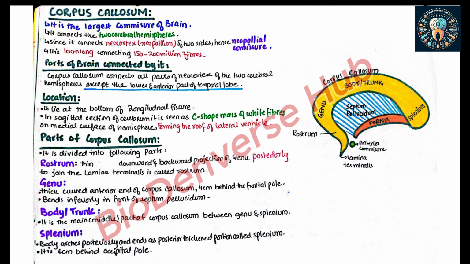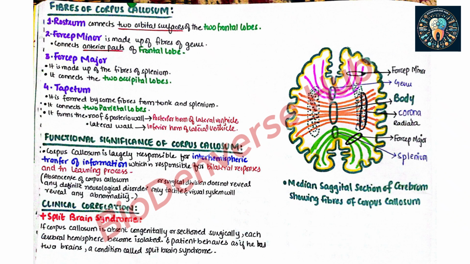You can see in the diagram as well, we have the rostrum connecting the two orbital surfaces of the two frontal lobes. Then we have the forceps minor, which is made up of the fibers of the genu, and it connects the anterior parts of the frontal lobes. Then we have the forceps major. It is made up of the fibers of the splenium and it connects the two occipital lobes.